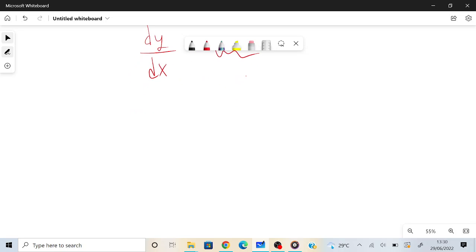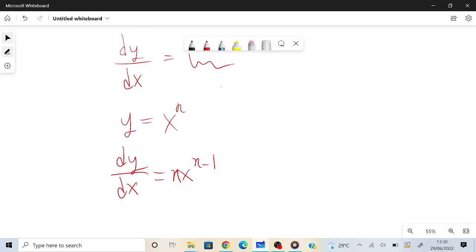Now suppose I have an equation. Let's say y is x to the power of n. If y is x to the power of n, my dy dx is simply n multiplied by x to the power of n minus 1. This may look complicated at first, but if you look at it carefully, if your y is x to the power of n, your dy dx is simply n times x to the power of your original n, and you just subtract 1 from that power.